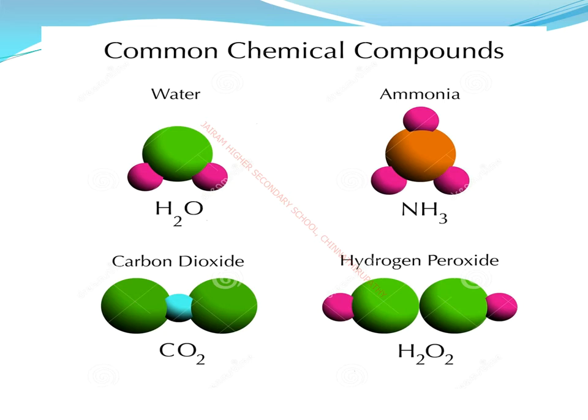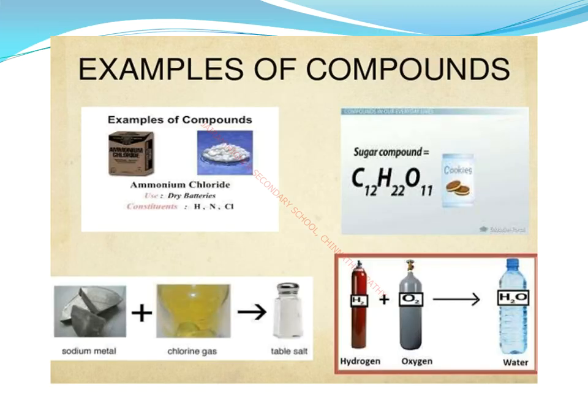And next one, hydrogen peroxide. In hydrogen peroxide we have 2 hydrogen and 2 oxygen, and this is also a common chemical compound. Fine. So these are all common chemical compounds. Next, examples of compounds. Right now I've shown you ammonia. Another example is ammonium chloride. Where do they use this ammonium chloride?